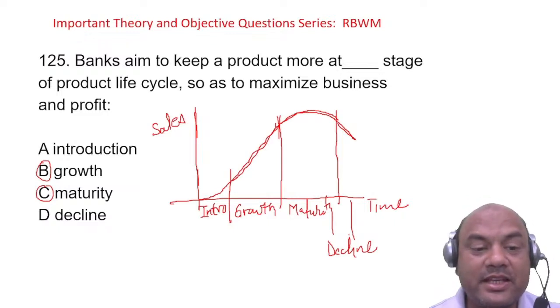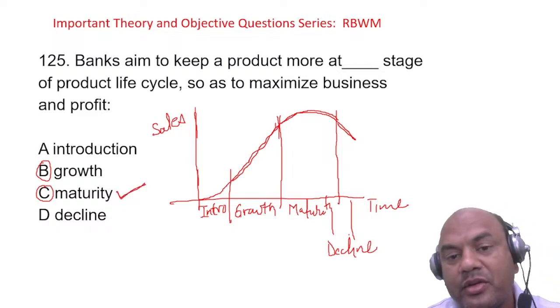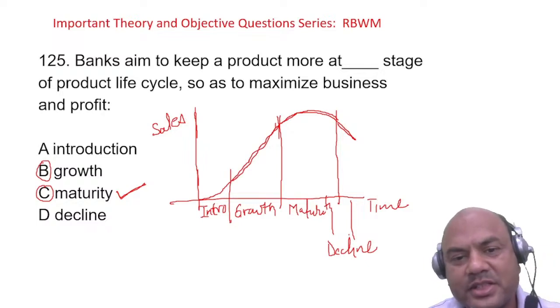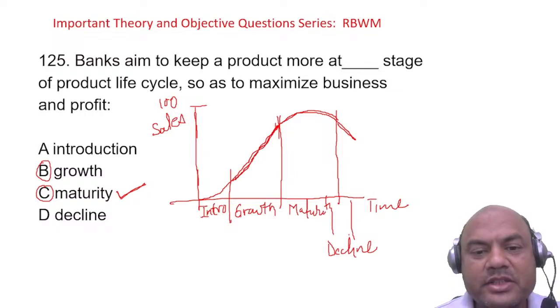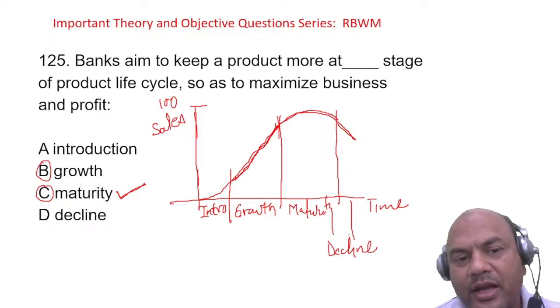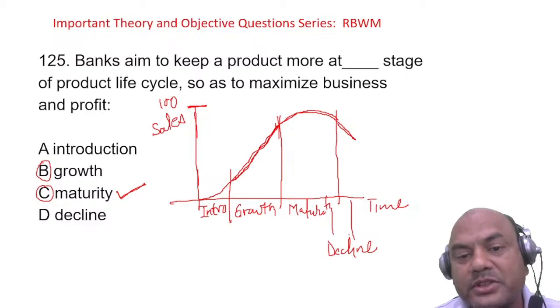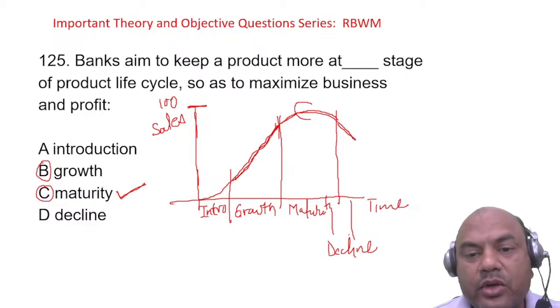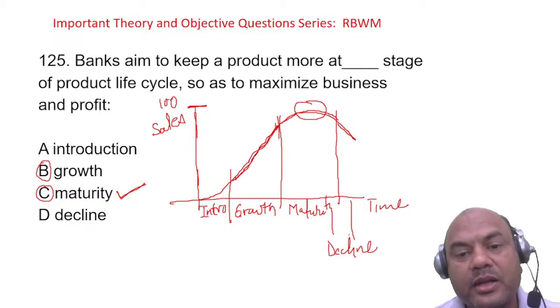The answer is C. Many of you have typed B, but the answer is C. Why? Let's say the sales over here is 100, and the sales in growth is somewhere here, still increasing but less than 100. If I am the owner of any company, I'll try to make my sales 100, because I want maximum money. So I'll always try to keep my product at the maturity phase, nowhere else.